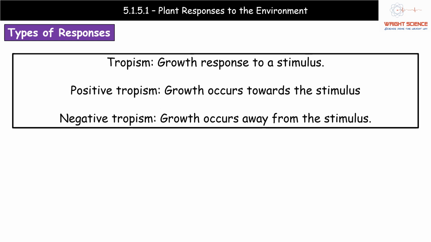A positive tropism is where the growth is going towards the stimulus, and negative tropisms, it's going away from the stimulus. So make sure you remember which way is positive and which way is negative, because you can then apply that to whichever type of tropism we may be discussing.